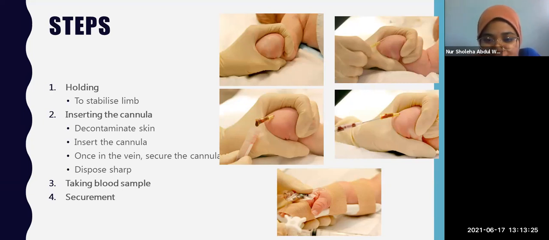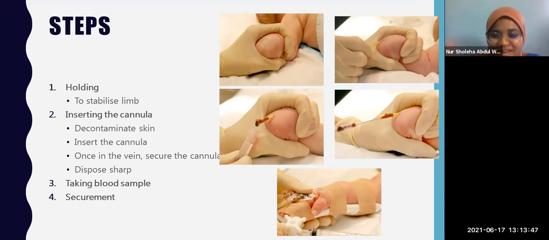And then the next step is taking the blood sample. Okay, for the 24 gauge cannula, it is often easier to let the blood drip passively into the collection tube, as in the third picture, the second row, the first picture.